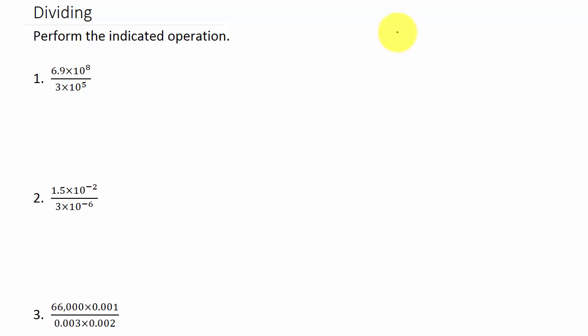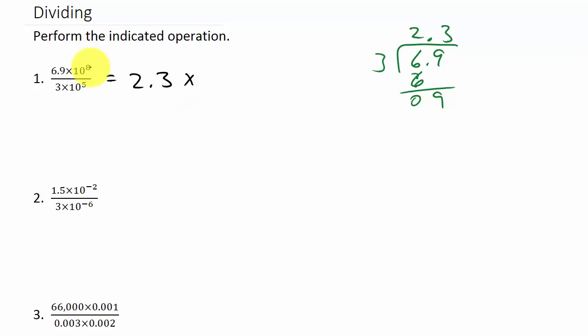You can plug it into your calculator, or you could come over here to the side and do 6.9 divided by 3. Remember, the decimal goes up, 3 goes into 6 two times, that's 6, 0, bring down the 9, so that's 2.3. Okay, so we know this is equal to 2.3, times, and then we have to look at the tens, 10 to the 8th and 10 to the 5th.